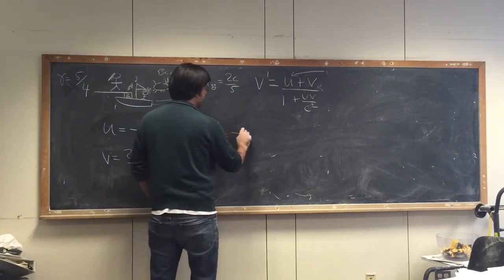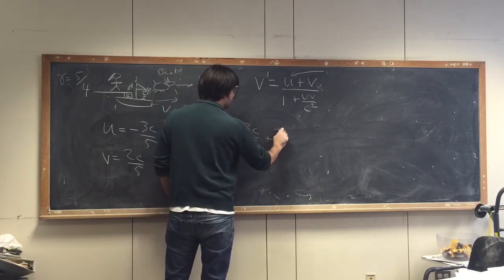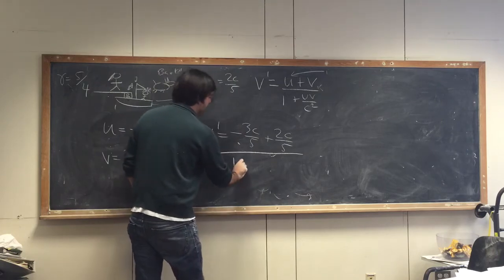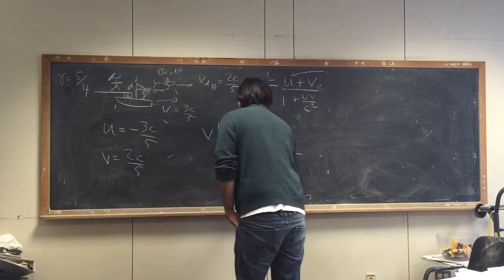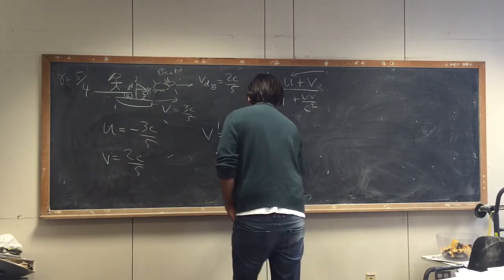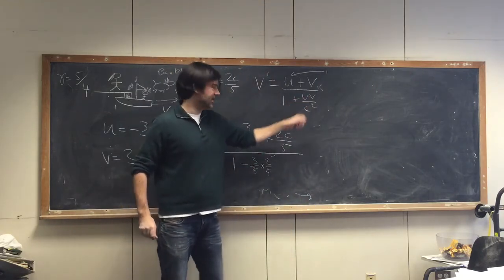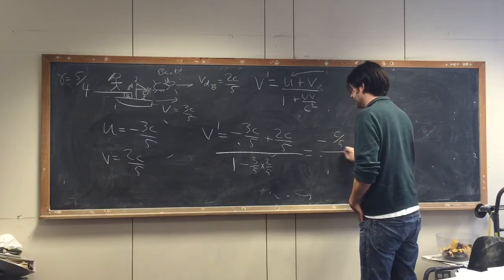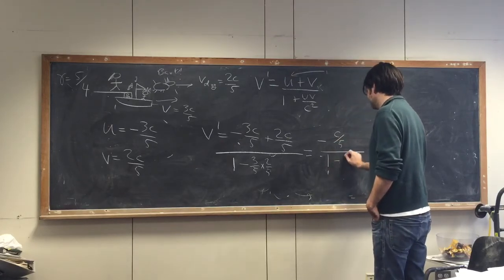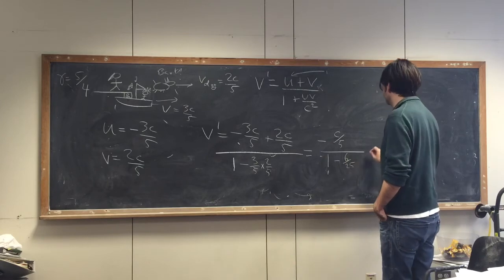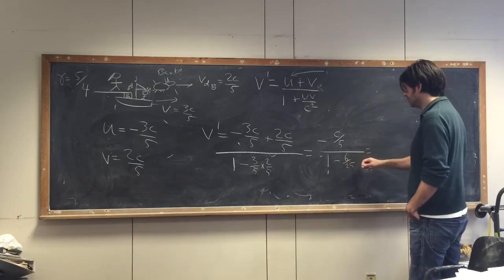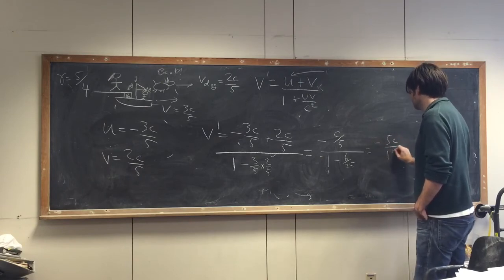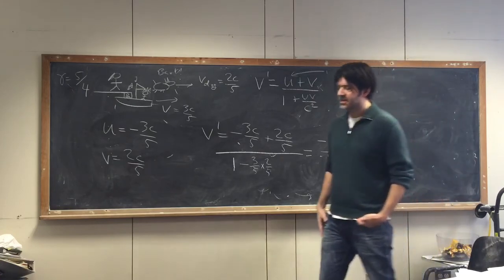And so how Einstein sees the dog is minus 3c/5 plus 2c/5 divided by 1 minus 3/5 times 2/5. This minus here because U has a negative sign. So we end up with minus c/5 in the numerator and 1 minus 6/25 in the denominator, which is 19/25. So this whole thing then is minus 5c/19. So this makes sense.